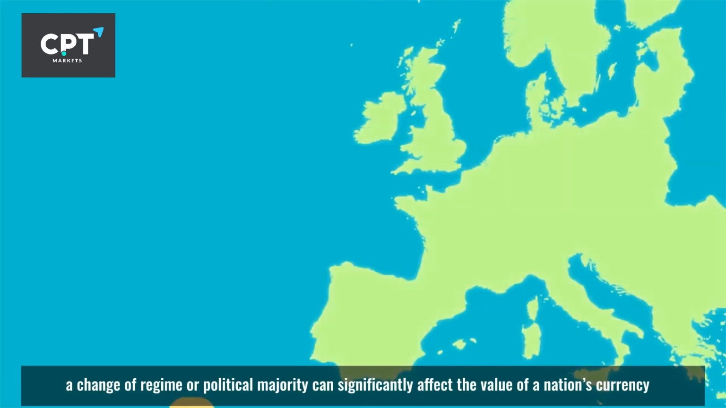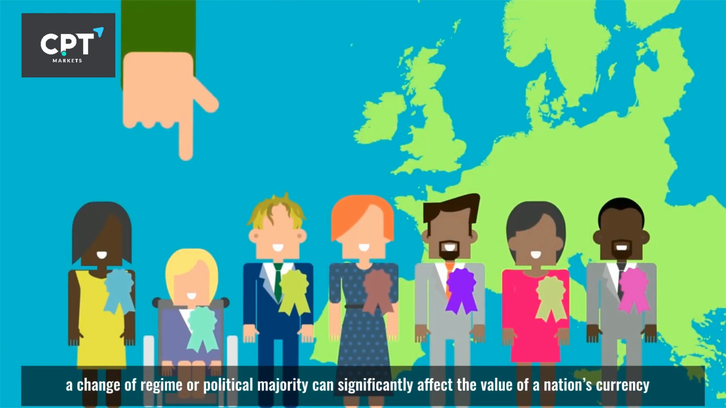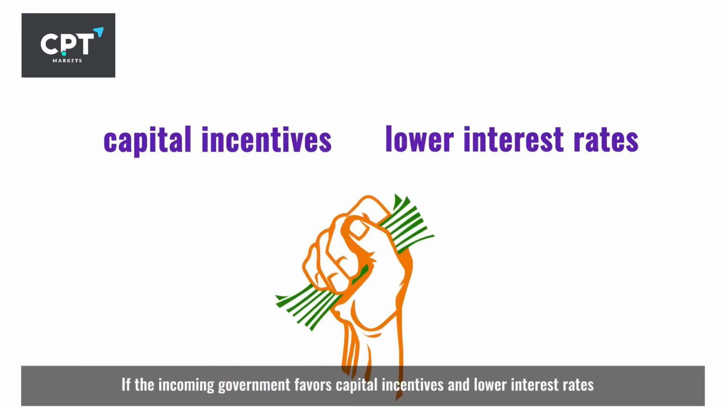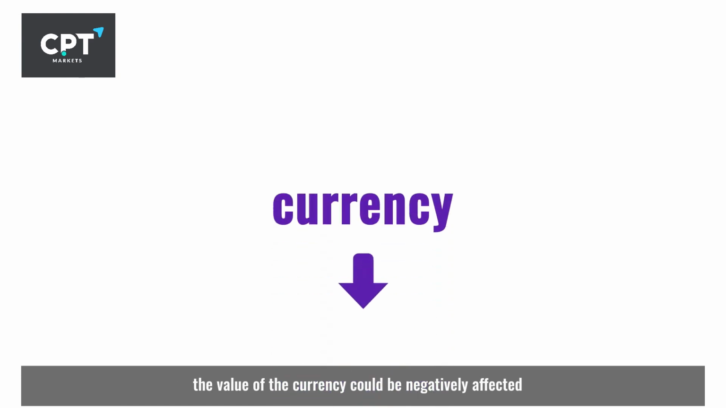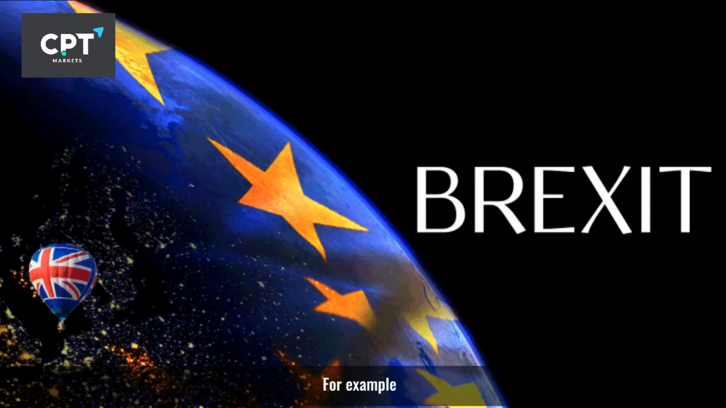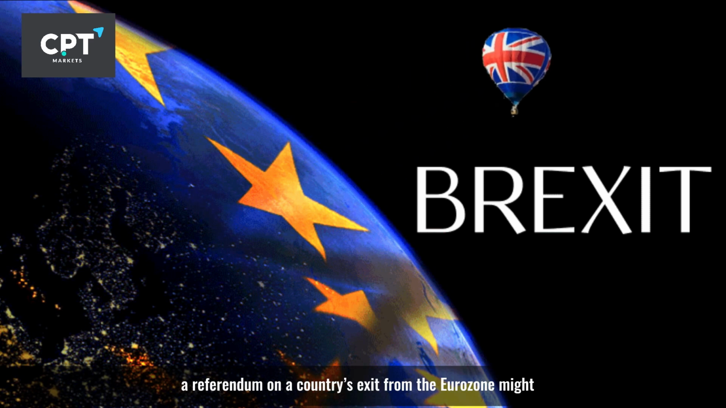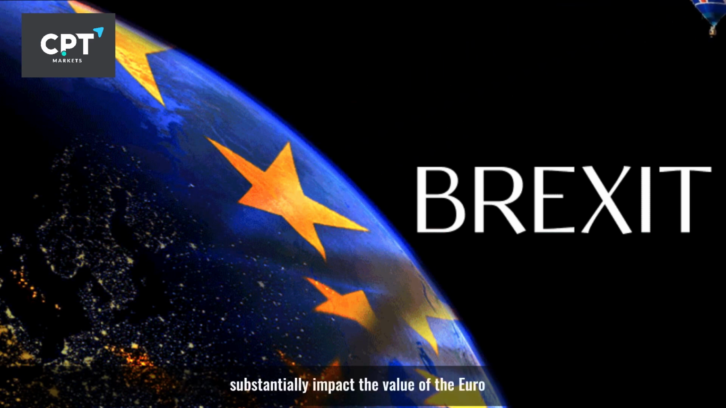Elections. A change of regime or political majority can significantly affect the value of a nation's currency. If the incoming government favors capital incentives and lower interest rates, the value of the currency could be negatively affected. Other types of popular votes can also significantly affect the valuation of a currency. For example, a referendum on a country's exit from the Eurozone might substantially impact the value of the euro.